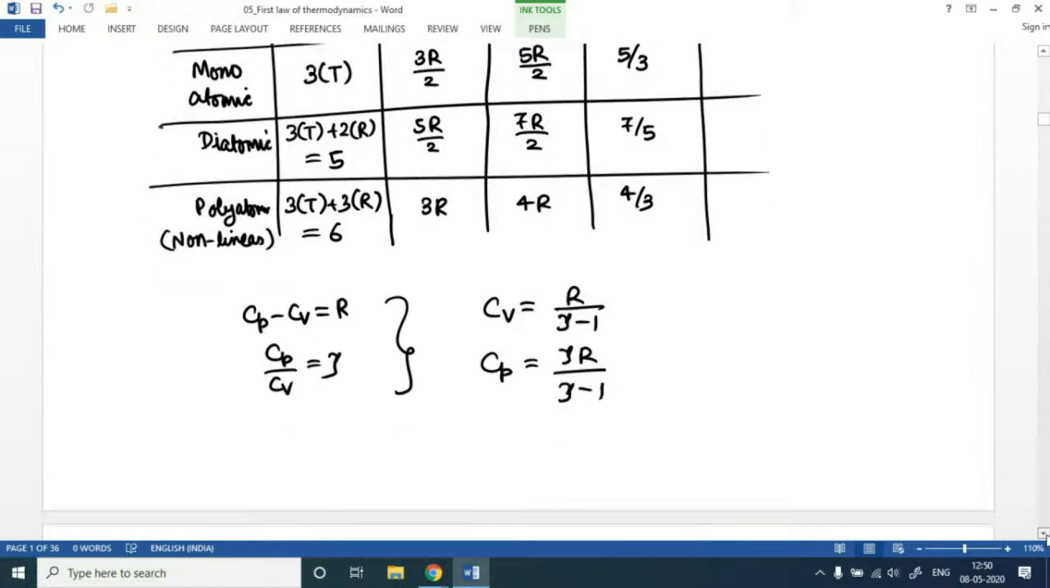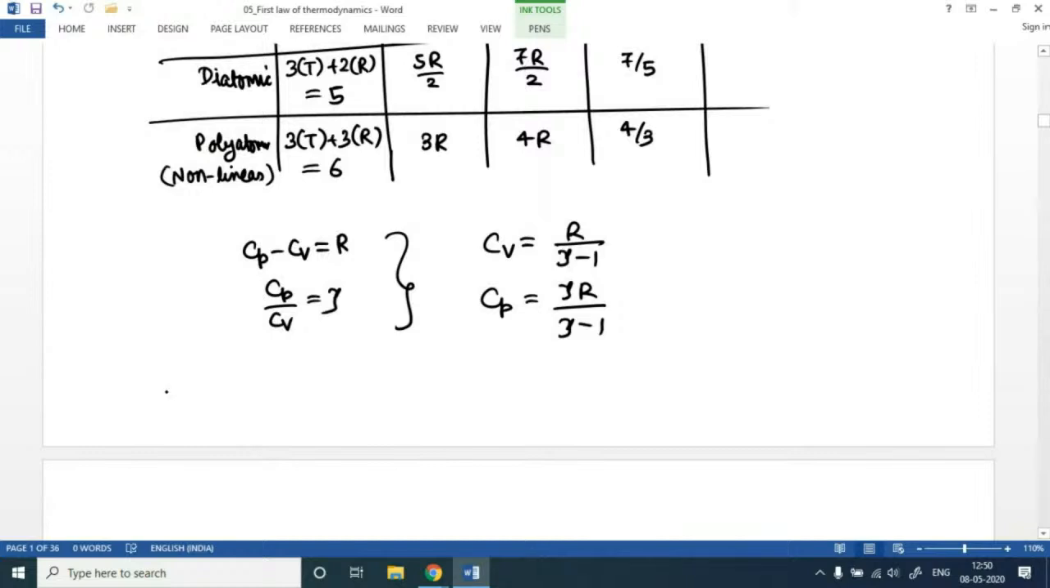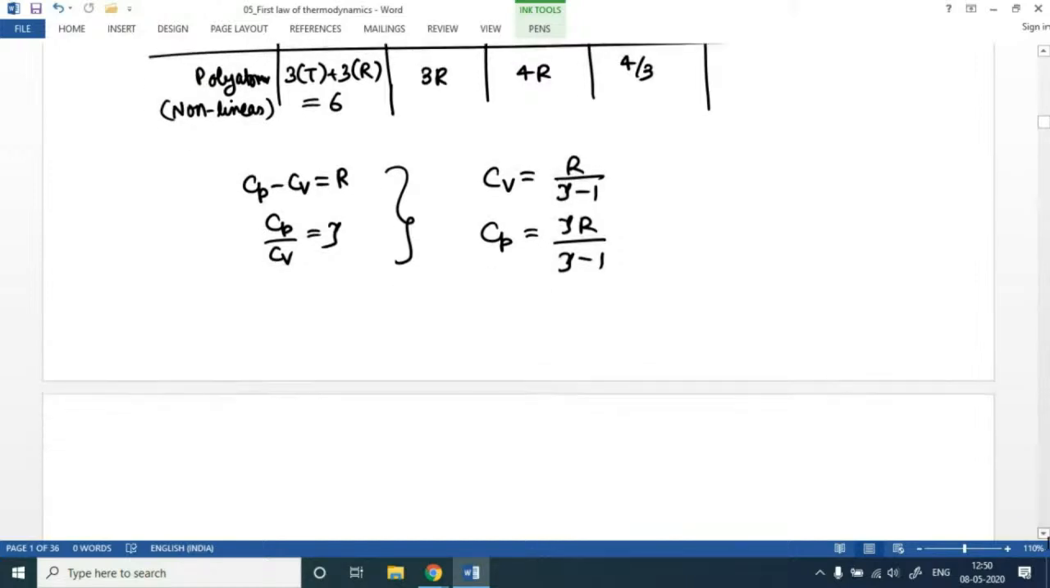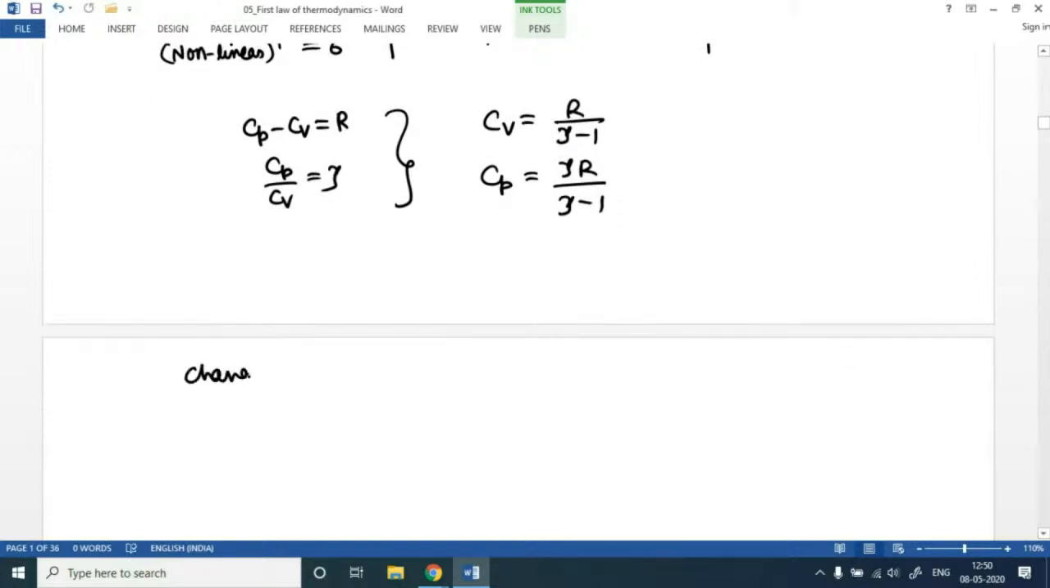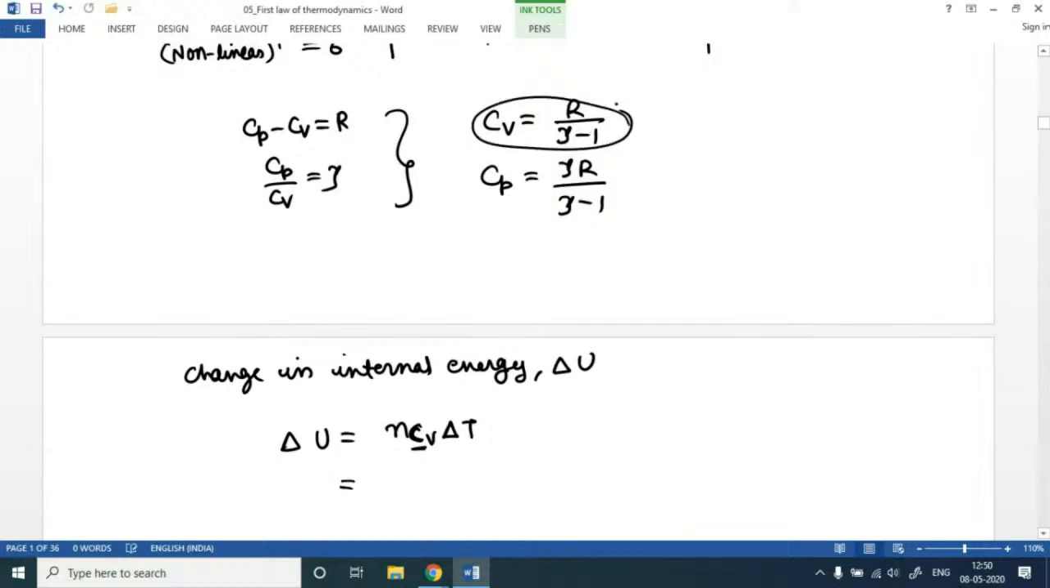That being said, now we can write the expression for change in internal energy. Delta U would be given by n Cv delta T, and for different types of gases we are able to get the value of Cv. Also from this equation, please understand that it would be nothing but nR delta T upon gamma minus 1.